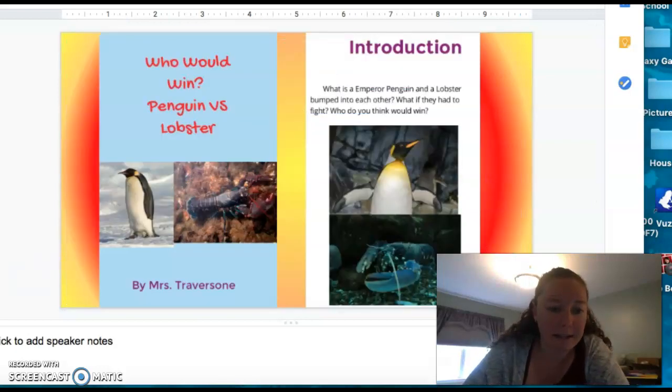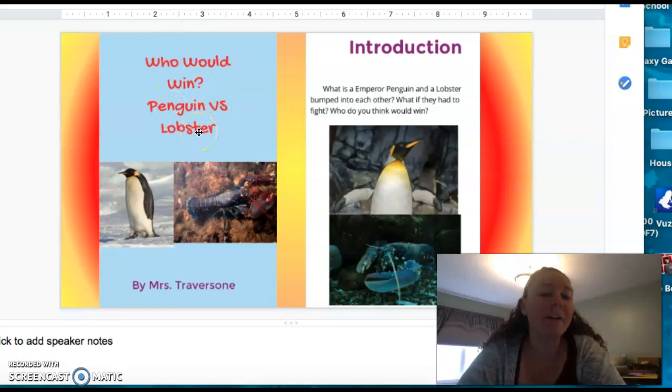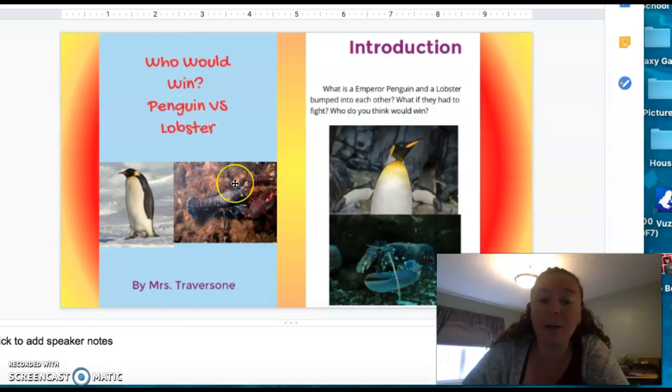So here is my sample. Who would win, penguin versus lobster? Figured my research was all about penguins, and together we learned all about lobsters, so I'm going to have those two compete together. So I have my Who Would Win title, penguin versus lobster. I have a picture of each of the components, and I have my name. This is my introduction. It's very short, very quick.